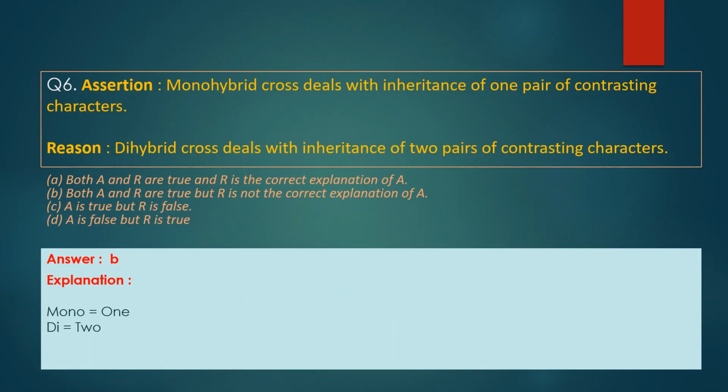Question 6. Assertion: Monohybrid cross deals with inheritance of one pair of contrasting characters. Reason: dihybrid cross deals with the inheritance of two pairs of contrasting characters. Now, independently both the statements are correct, but dihybrid cross dealing with two pairs is not the explanation for what is a monohybrid cross. So hence, your answer will be B. Both A and R are true, but R is not the correct explanation of A.